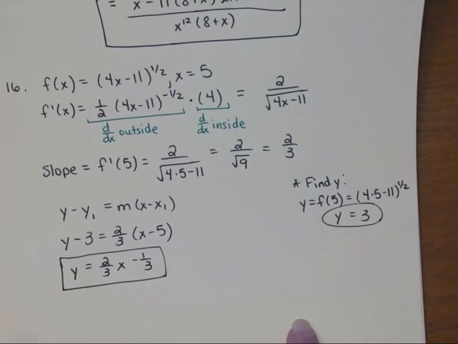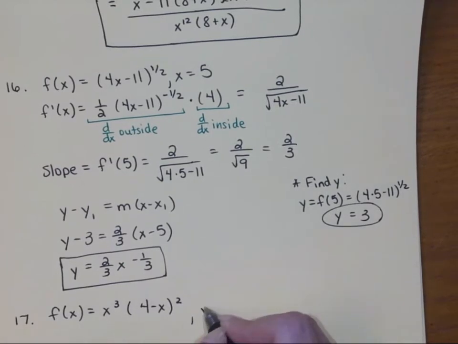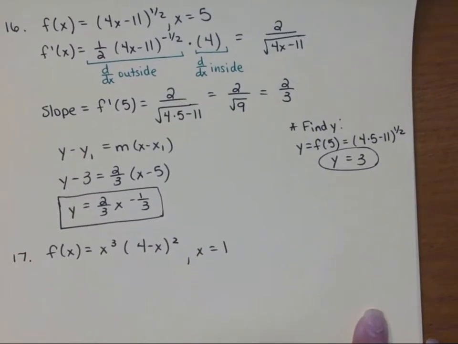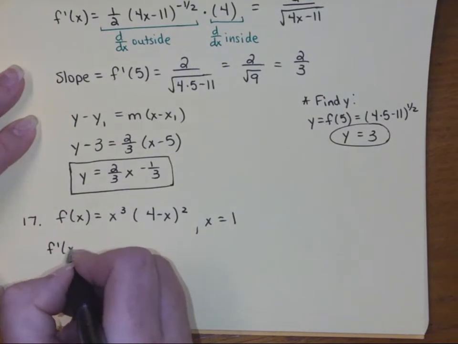Okay, same thing for 17 and 18. Notice these are the same types of problems as you've already done before back in Unit 1. It's just that the derivative is a little more challenging to find. But once you find the derivative, the process is the same. We find the slope. We use the y minus y1 formula. Okay, so notice this one's going to require product rule.